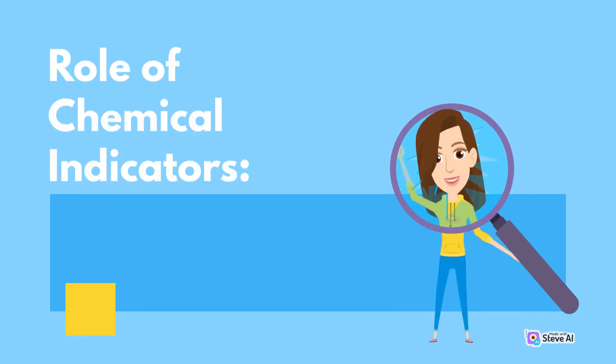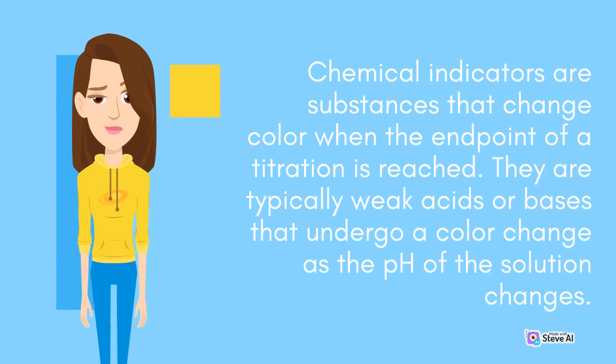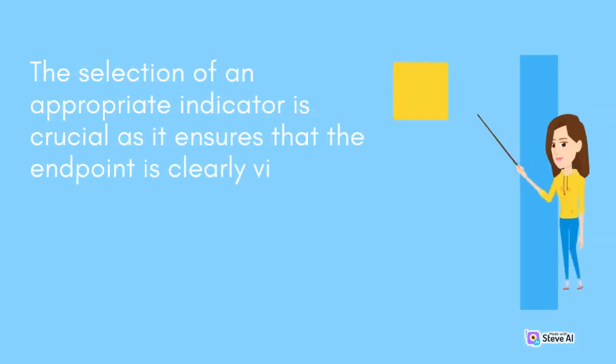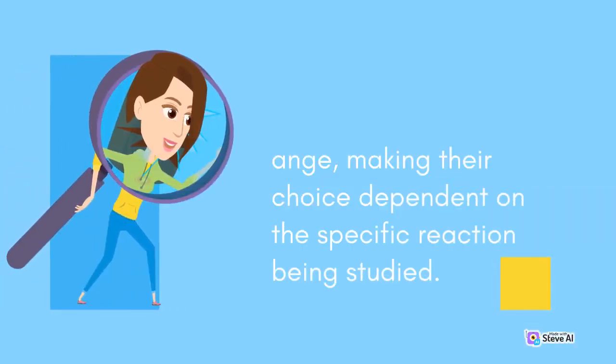Role of chemical indicators. Chemical indicators are substances that change color when the endpoint of a titration is reached. They are typically weak acids or bases that undergo a color change as the pH of the solution changes. The selection of an appropriate indicator is crucial as it ensures that the endpoint is clearly visible and distinct. Different indicators have different pH ranges over which they undergo a color change, making their choice dependent on the specific reaction being studied.